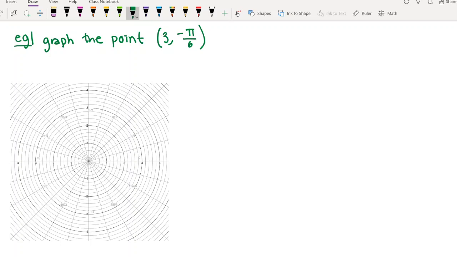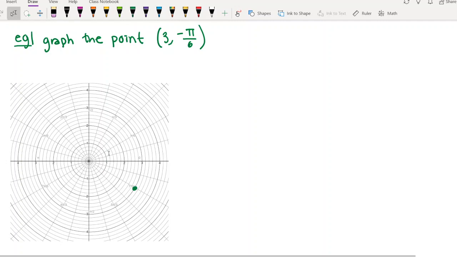So we can go to an angle of negative pi over 6, and here that's written as 11 pi over 6, but we know those angles are coterminal. So we can go to our angle of negative pi over 6, and then we're supposed to go a distance of 3. So here would be a distance of 1, here would be a distance of 2, this is a distance of 3. So this would be our point.